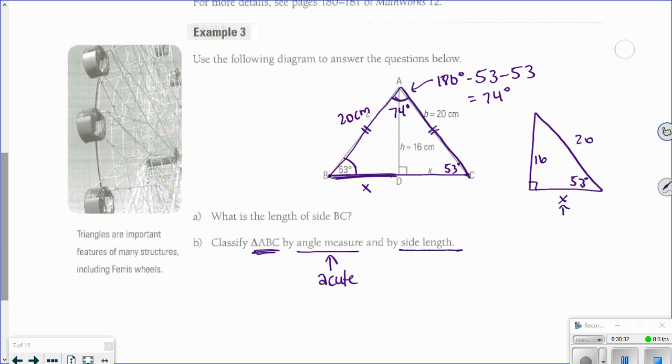When I'm going to measure it by, or classify it by side lengths, I have two sides that are the same length, which means two sides the same, two angles the same. This is an isosceles triangle.